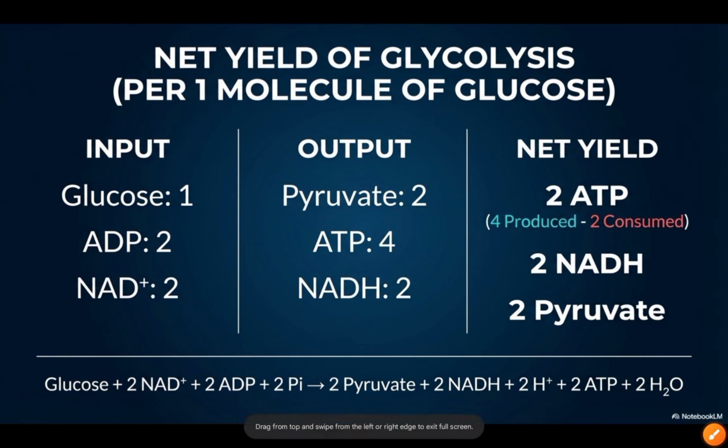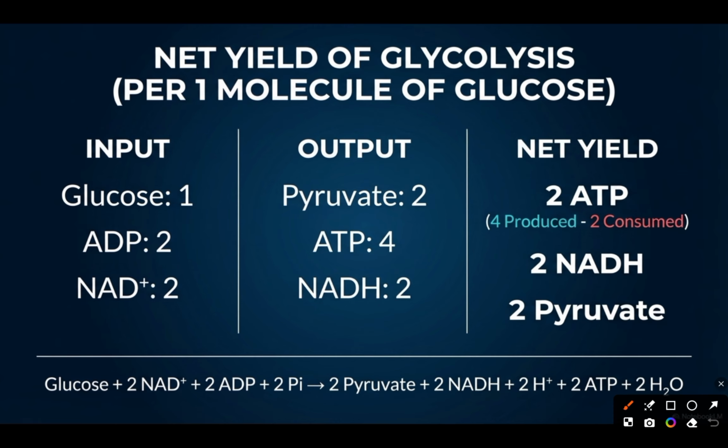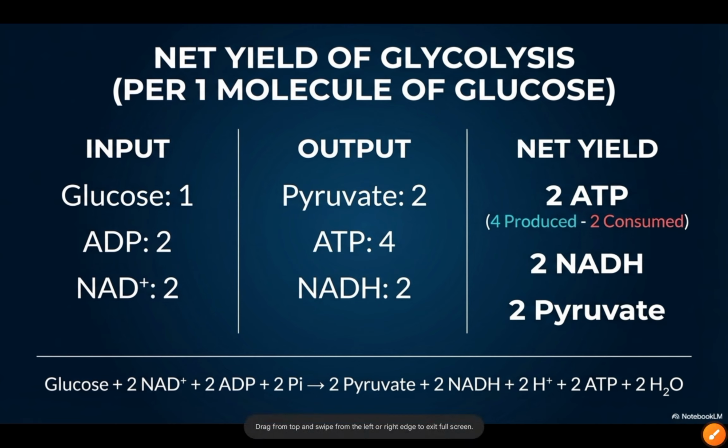So take this equation home. We take glucose plus 2 NAD positive plus 2 ADP plus 2 phosphates. We now convert them to 2 pyruvate plus 2 NADH plus 2 hydrogen ions plus 2 ATP and plus 2 water molecules.